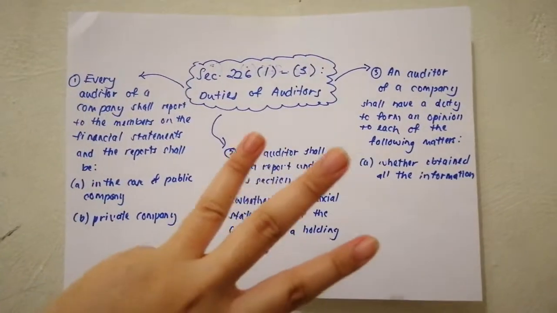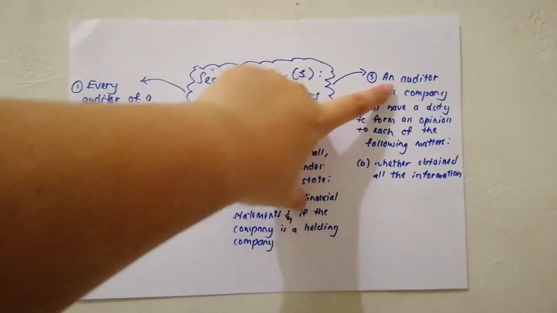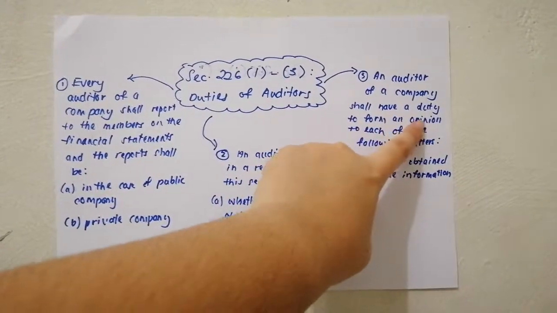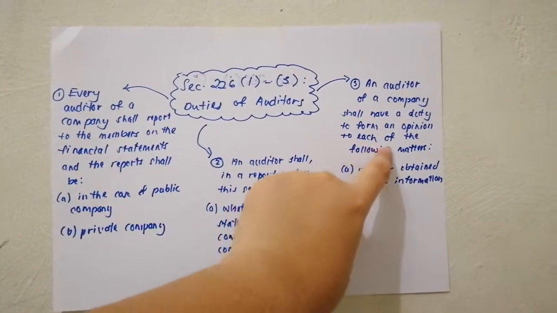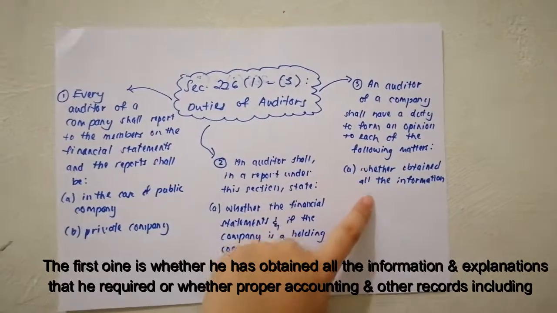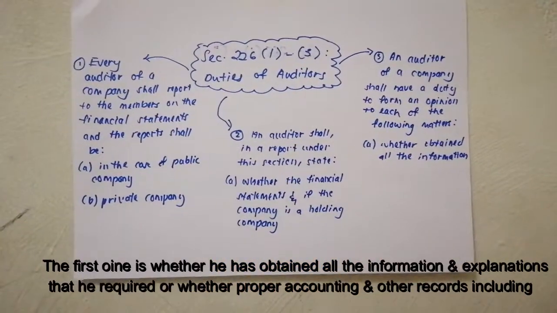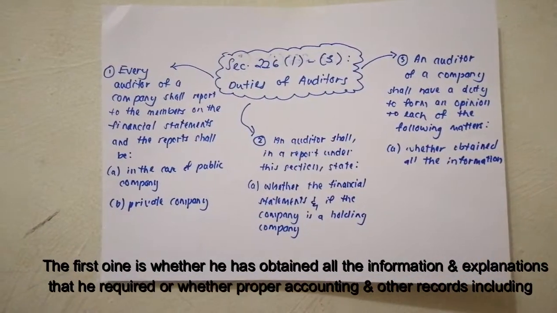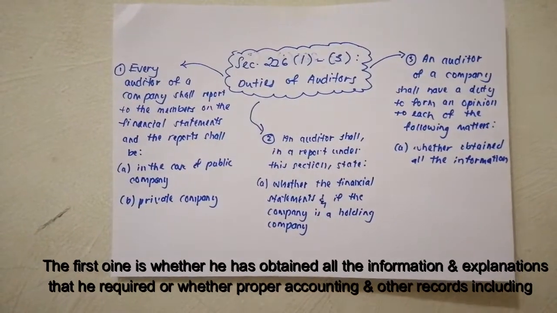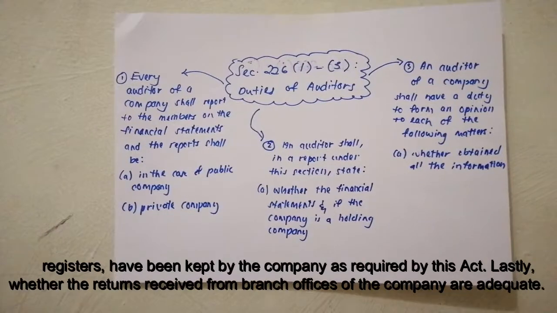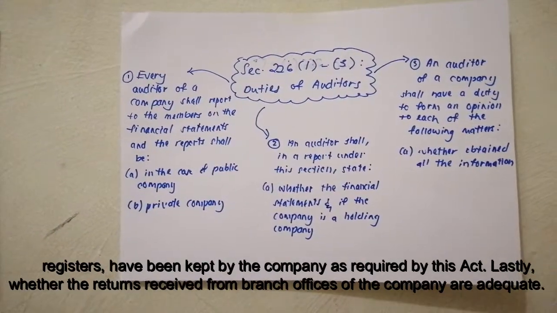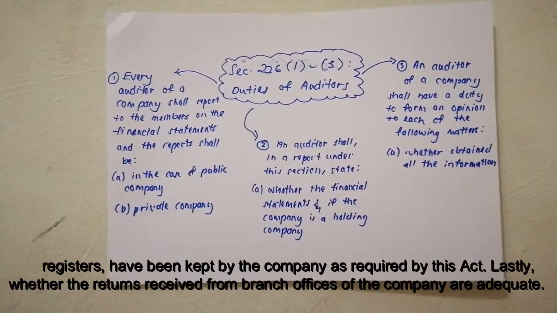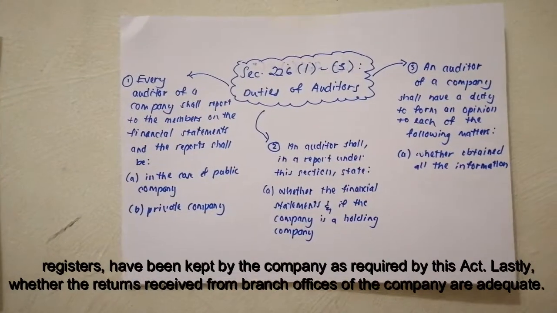The third main point is that an auditor of a company shall have a duty to form an opinion on each of the following matters. The first is whether he has obtained all the information and explanation that he required. The second is whether proper accounting and other records, including registers, have been kept by the company as required by this Act. Last but not least, whether the returns received from the branch offices of the company are adequate.